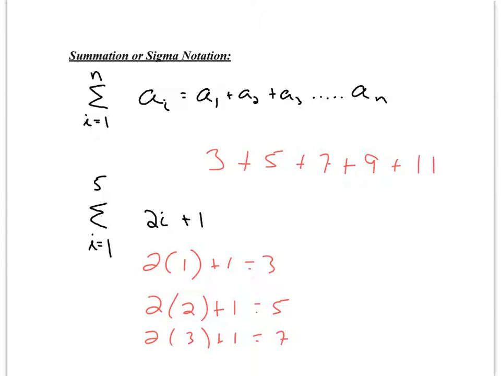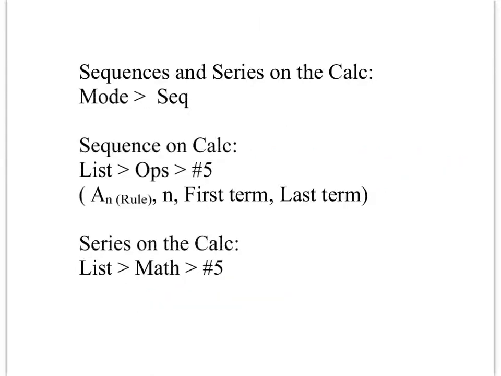If I add those up, this sum, or this series, this summation, is going to be 3 plus 5 is 8, plus 7, 15, plus 9, 24, plus 11 is 35. So this equals 35. I will go through this with you in class, but we can do sequences and series on the calc. I will also go through this with you in class, but we can do factorials on the calculator as well. But this is in your notes. You will be responsible for knowing how to do this on the calc as well.